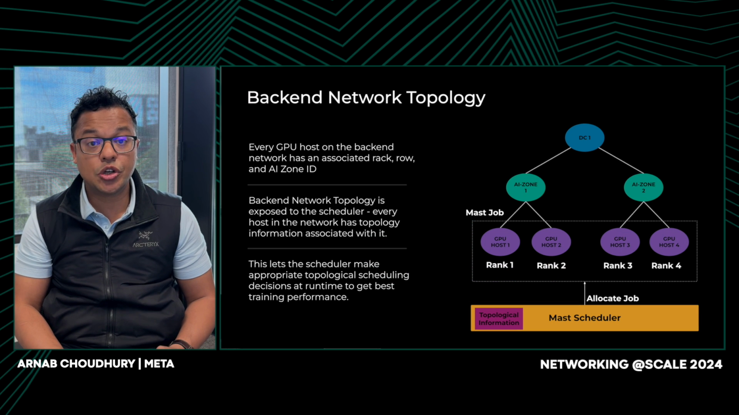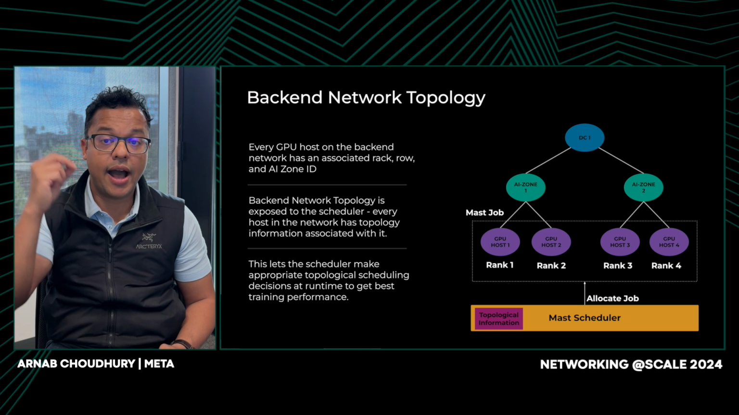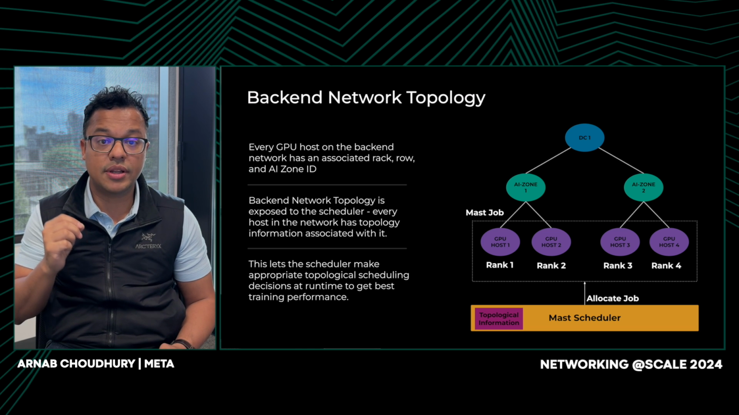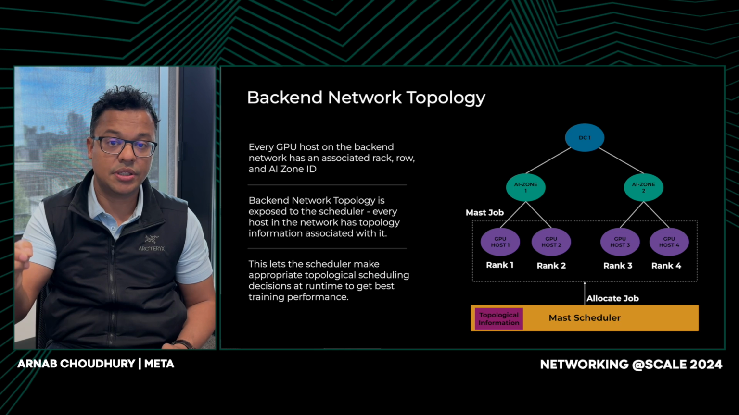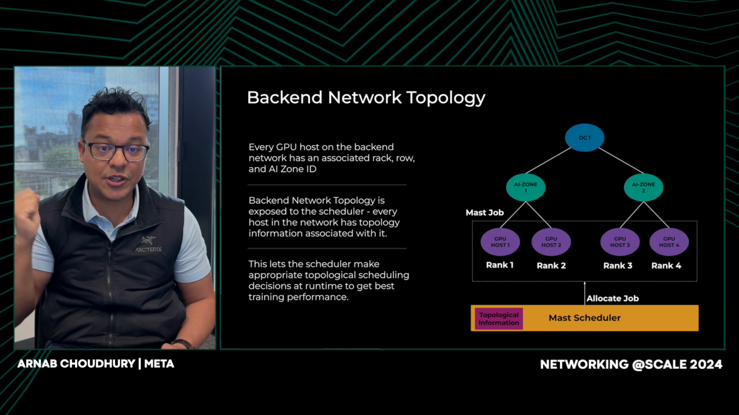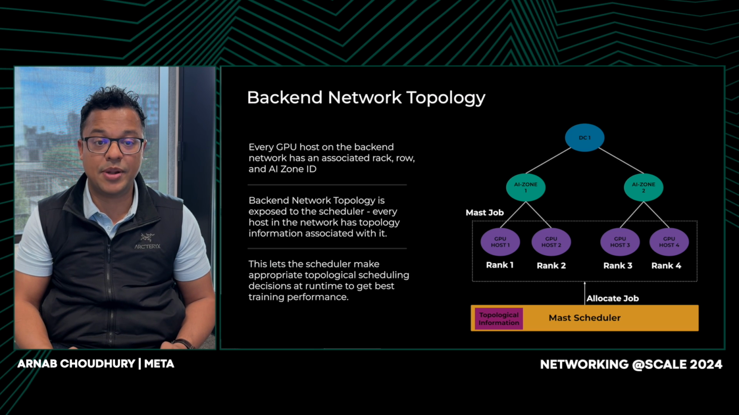So how do we ensure good rank assignment? In order to place hosts with a higher communication rate closer to each other, the scheduler needs to know about the network topology information for each host. Every GPU host on the backend network has an associated rack, row, and AI zone ID. And MAST, which is the scheduler, knows about this rack, row, and AI zone ID per host so that it can sort the hosts topologically while figuring out how to allocate new incoming jobs. And this, in turn, lets the scheduling system get the best ML training performance.